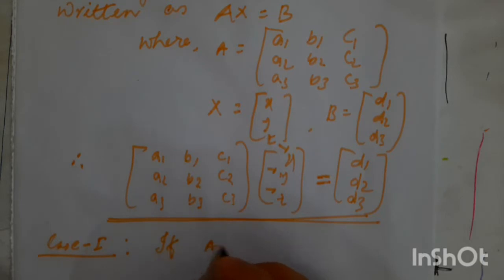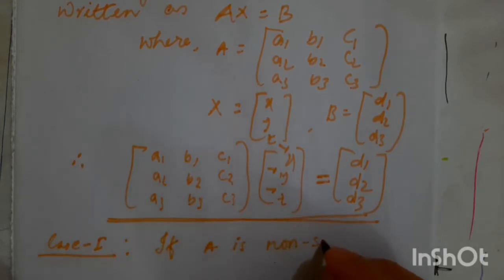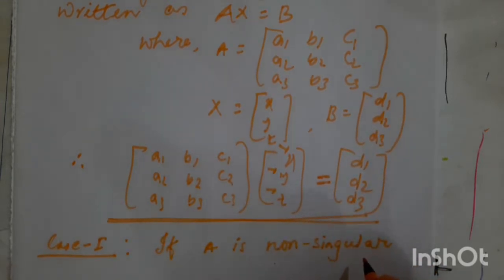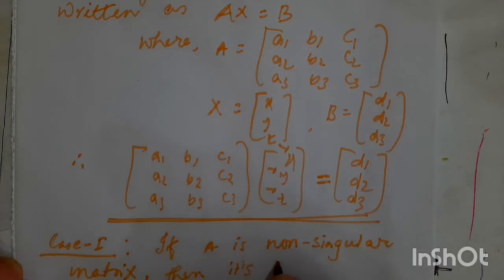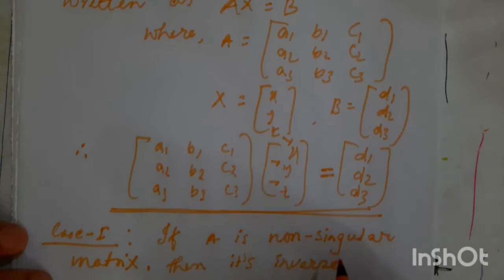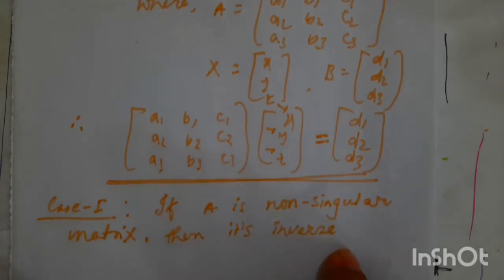If matrix A is non-singular, what is the meaning of non-singular? That means determinant of A is not equal to 0. Then its inverse exists. It was already discussed in the previous lecture when we discussed the inverse of a matrix.